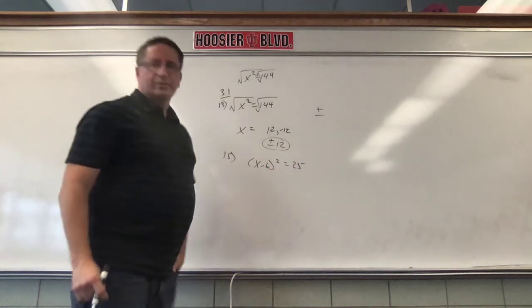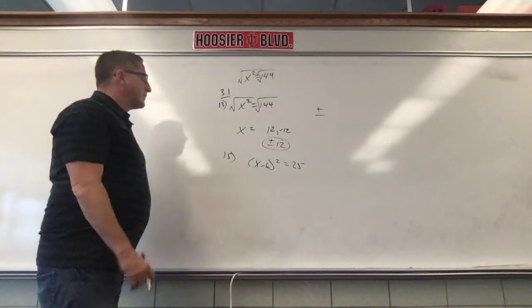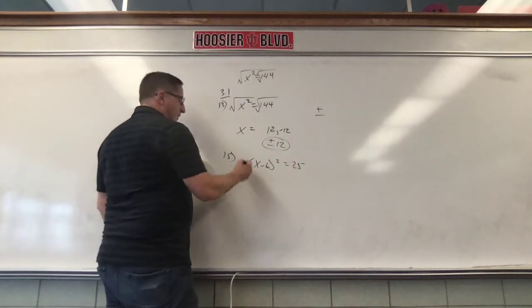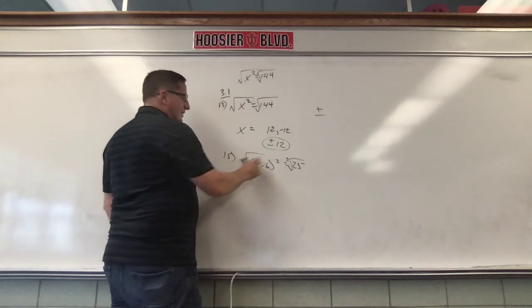X minus 6 squared equals 25. Is that what it says? Yes, it is, okay? So they ask you to solve with square roots. To get rid of the square, we square root, put the plus or minus symbol here. So these destroy each other.